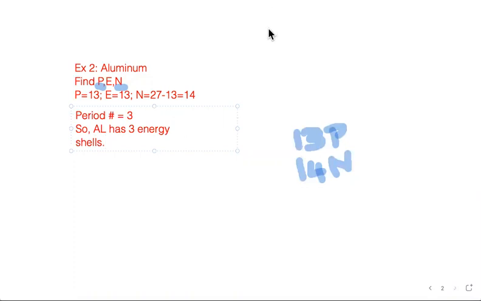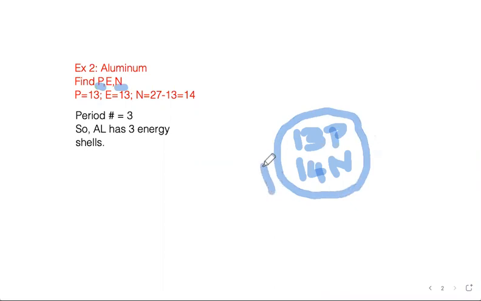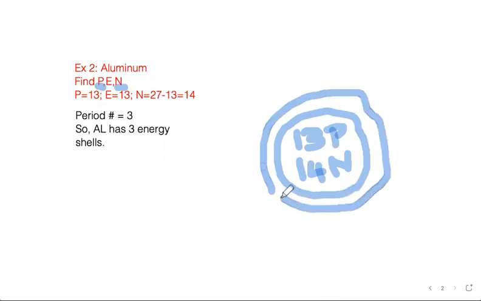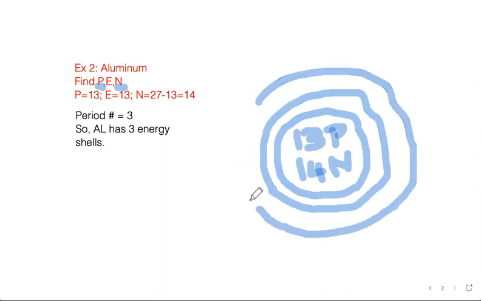Okay, first I'll draw the 3 energy shells. So this is my first one. Okay, here you go, the second one. It's a little bit off the track. And this is the third one. Okay, so now I'm done with the 3 rings.